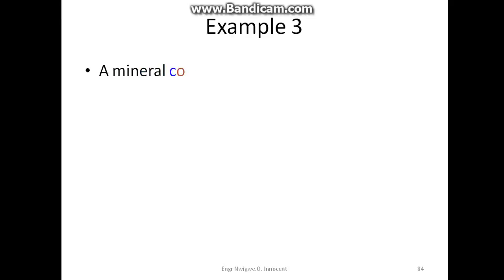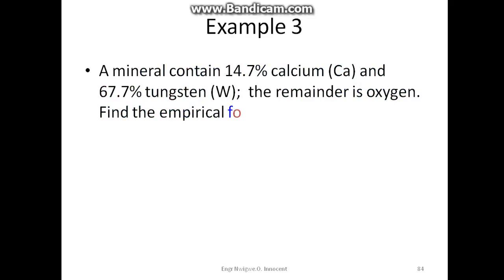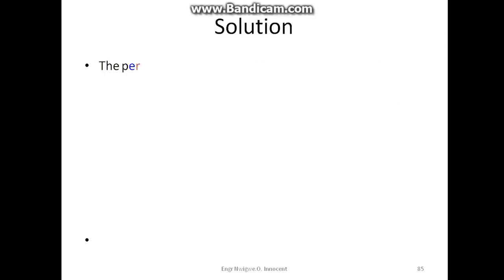Example 3. A mineral contains 14.7% calcium and 67.7% tungsten. The remainder is oxygen. Find the empirical formula, where Ca is equal to 40, W is equal to 184, and O is equal to 16. Solution. The percentage of oxygen will now give us 100 minus the composition of calcium plus the composition of W, which is 14.7 plus 67.7, will now give us a percentage composition of oxygen as 17.6.